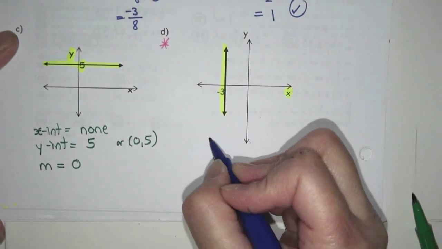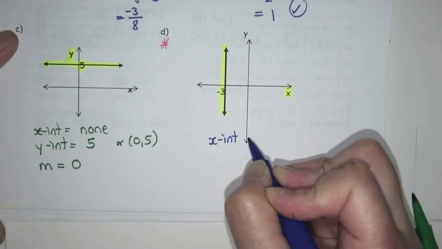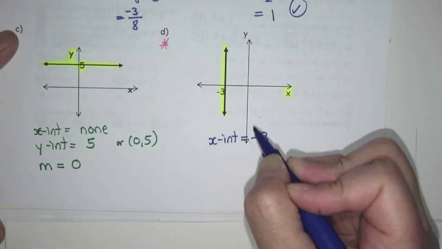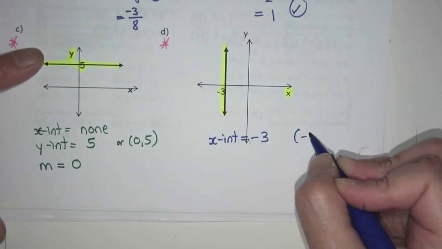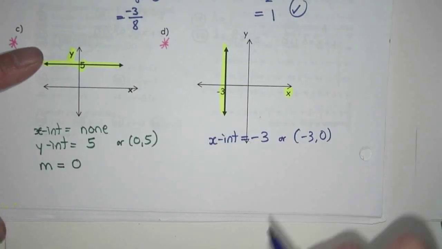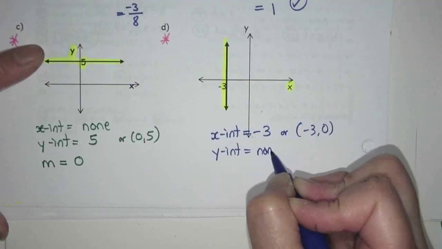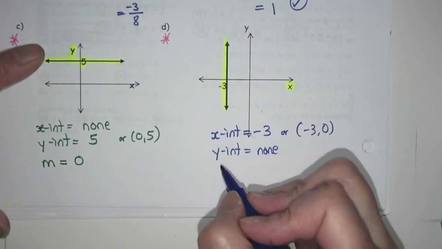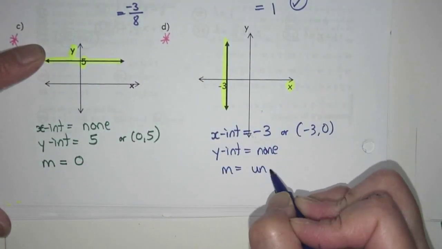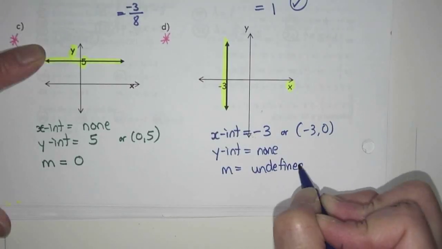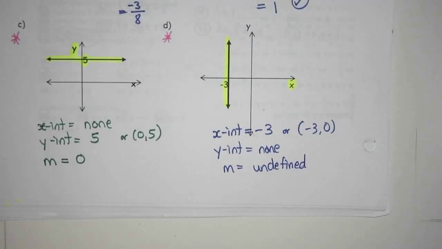So same with this one. The x-intercept for this one is negative 3. Some people write it as negative 3, 0. We would accept both usually. And then my y-intercept is none, right, because it doesn't go through the y-axis, and my slope is considered to be undefined. So don't give me the equation. That's not what it's asking. So even if you're giving me something that's right, it's still wrong because you're not answering the question.